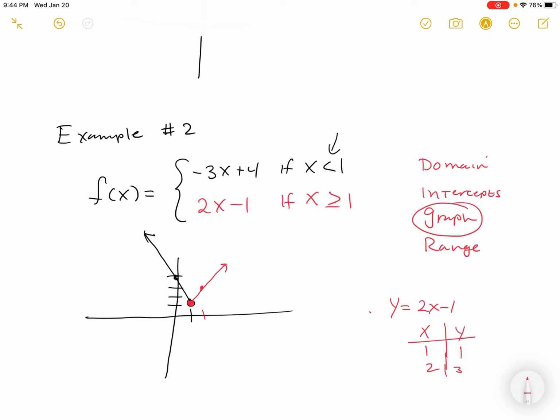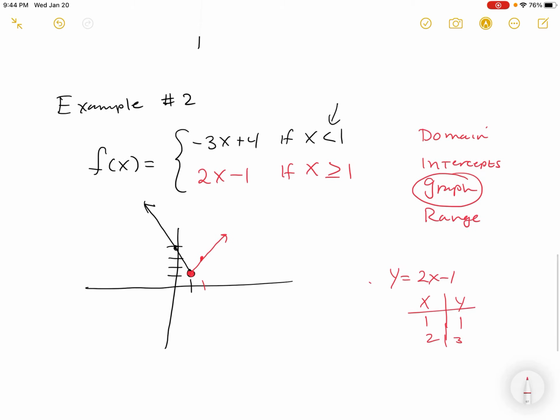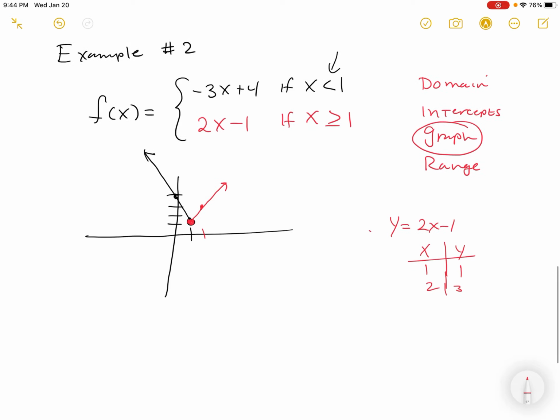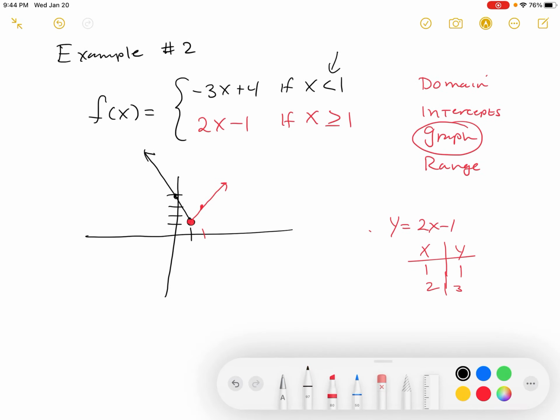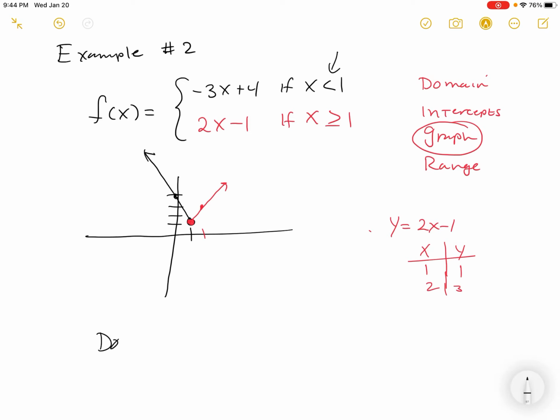So take a look at it. This is why I'm asking you to do the graph first. What's the domain? The domain is from negative infinity to infinity. We're completely defined everywhere. We can even see that before we ever get started. What x's are defined? All of them, right? We define values less than 1, and we define values 1 and greater. We didn't need to wait to see that.